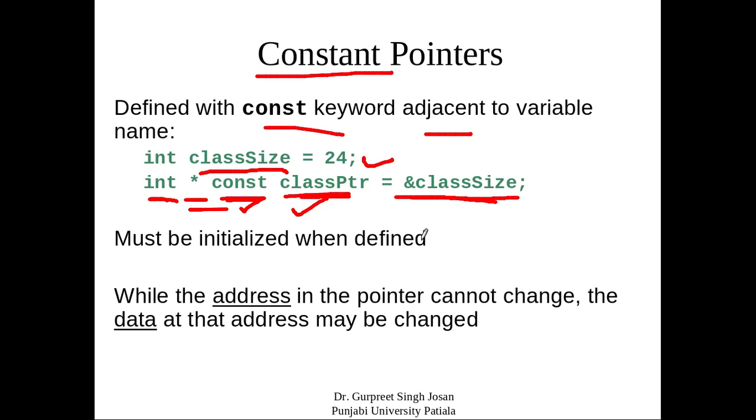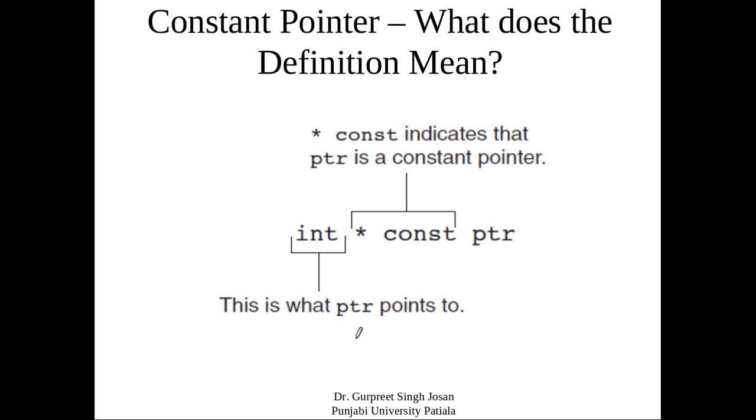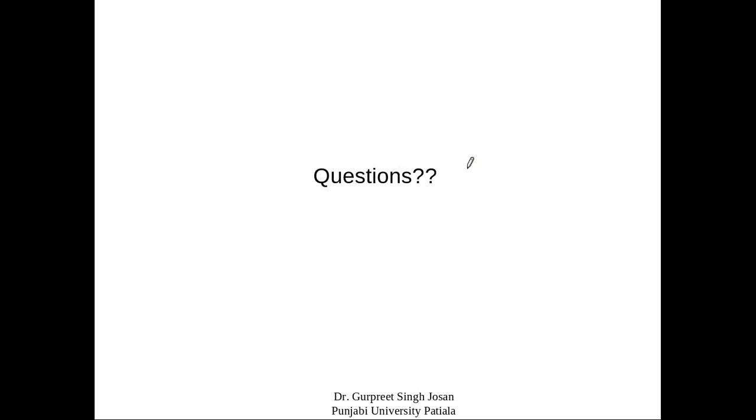One is declaring a pointer to the constant, another is declaring a constant pointer, and it must be initialized when defined. While the address in the pointer cannot change, the data at the address may be changed in this case. So the definition syntax is again very simple. This is what the pointer points to, and star const indicates that the pointer is a constant pointer. This is the difference between these two syntaxes that you have to understand, and that is all about the pointers.